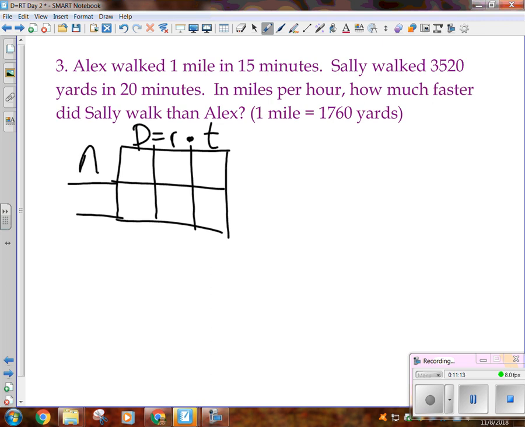Alex and Sally, so A and S. I'm organizing my data table. What number am I going to put on top for Alex? Give me numbers. Give me numbers. Okay. Caitlin, where would I put a 1?